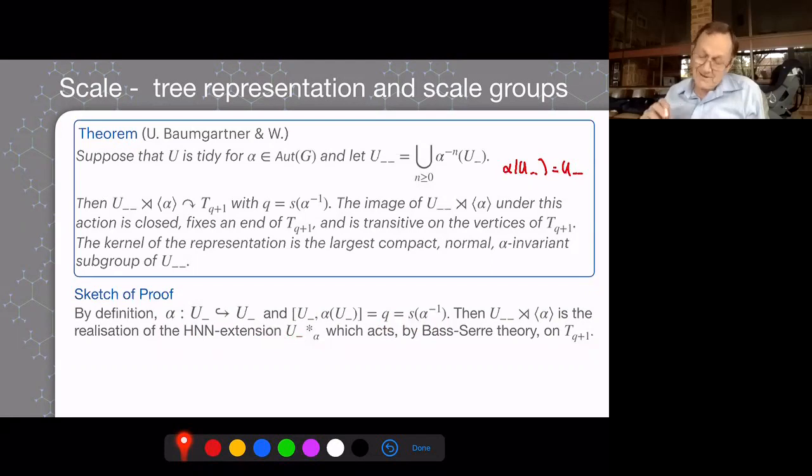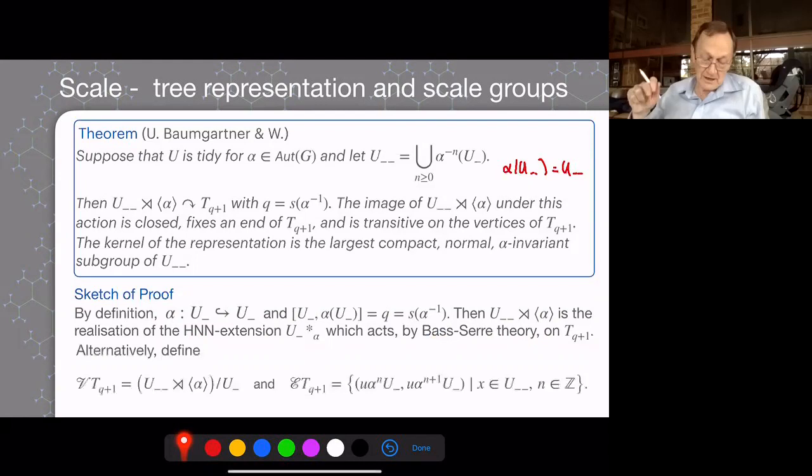No, sorry. There is a group called an HNN extension that is produced by this situation, and then Bass-Serre theory says that this group acts on a tree. So that's one way to see that this theorem holds, but another way, perhaps more direct, is to define directly what the vertices and edges of the tree are.